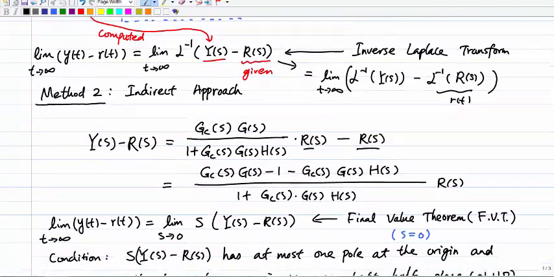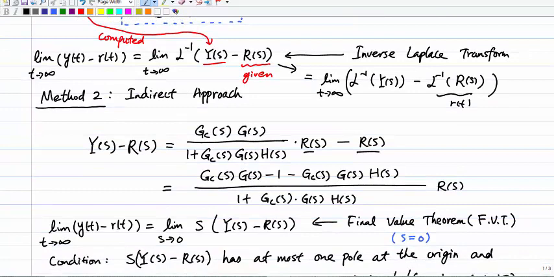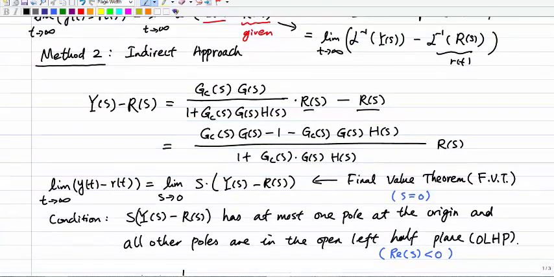So the indirect method says the limit of y(t) minus r(t) as t goes to infinity is equal to the limit as s goes to 0 of s times Y(s) minus R(s), don't forget about this s. So this is the final value theorem. The condition is, I should write it here, Y(s) minus R(s) has at most one pole at the origin, and all other poles are in the open left half plane. So that's the condition under which we can apply the final value theorem. That is needed if you use the final value theorem.